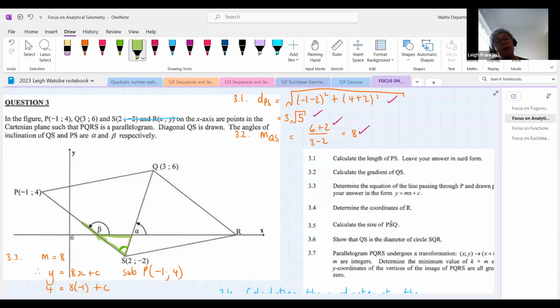Can you see that from S to P, this line has been extended, and that beta would be the exterior angle of the green triangle. This angle over here is also alpha because of vertically opposite angles. So if we add alpha to the angle we're looking for, we would get beta. Do we see that?